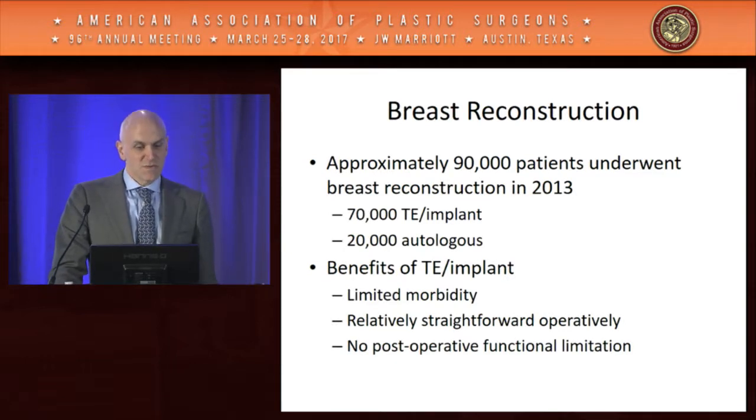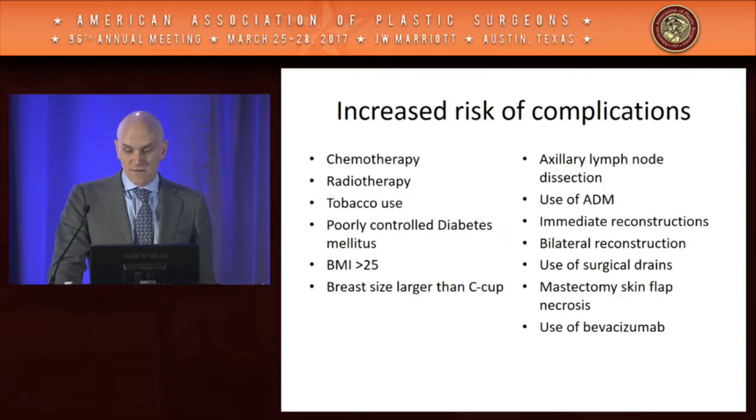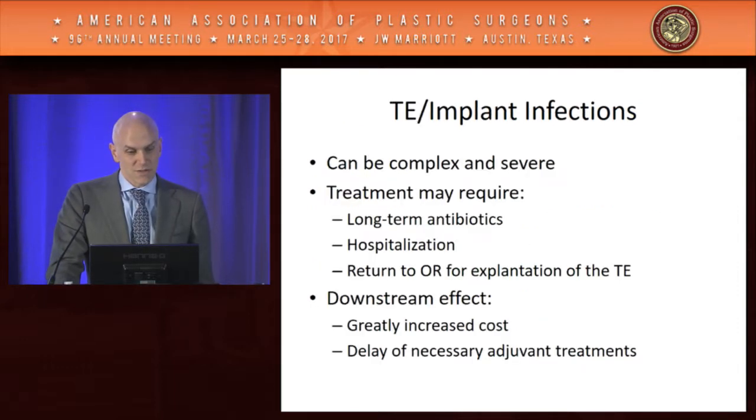But looking at breast reconstruction in 2013, 90,000 patients underwent the procedure. 70,000 of those were TE implant reconstructions versus 20,000 autologous. And so we all know the benefits of a TE implant reconstruction, or the purported benefits at least. Complication rates can be as high as 53%, as reported in this paper by Bennett et al., most commonly being infection, exposure and unplanned return to the operating room, all of which increase costs for patients having these complications. The infection rate in implant-based breast reconstruction in this paper is anywhere between 1% and 35%, depending on what you look for. These are some of the risk factors purported to increase risk of infection with tissue expander-based breast reconstruction.